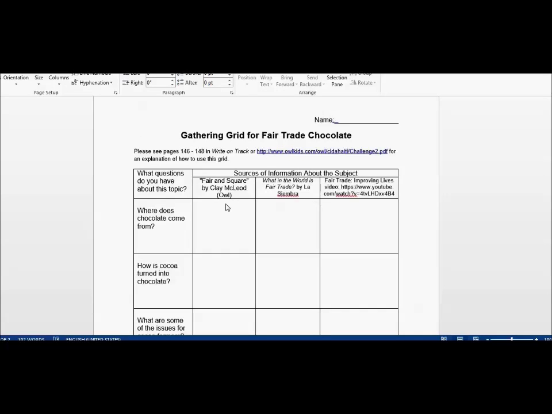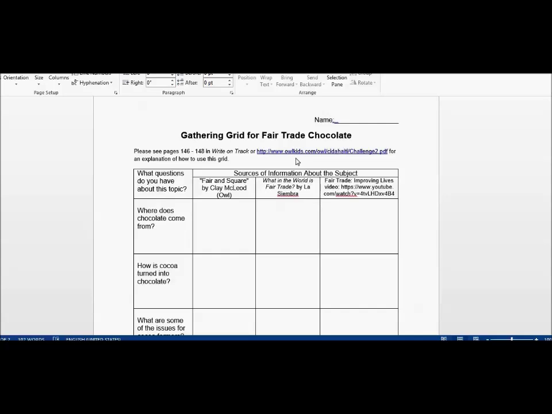In this video, I am going to explain how you can use a gathering grid to do some research. A gathering grid is a structure and a strategy for doing research and recording the information that you find while doing research that I took from the book Right on Track, on pages 146 to 148. I have also taken a brief summary of the process of a gathering grid and included it in a document on the internet at this website here, and you will be looking at that in class today as well.